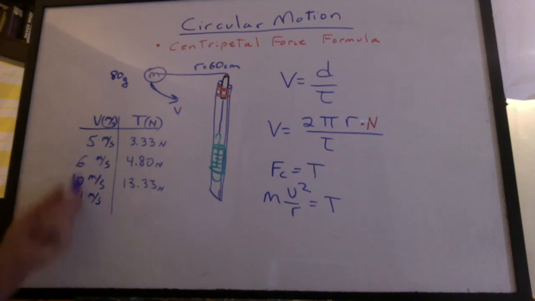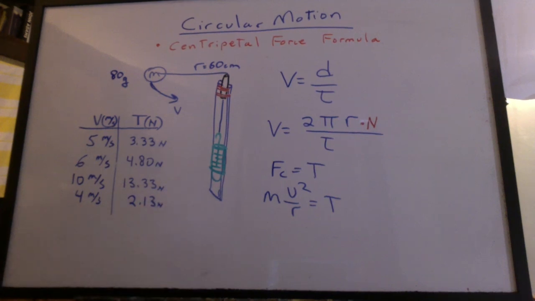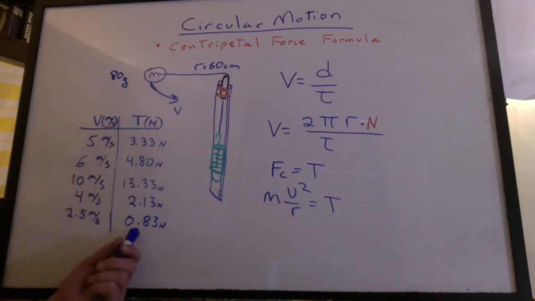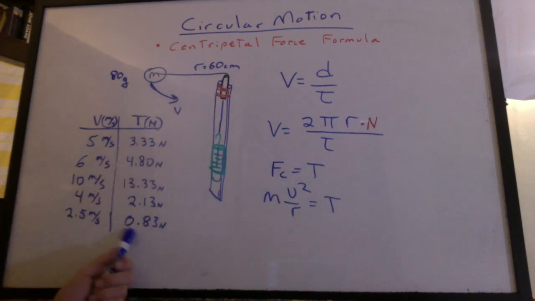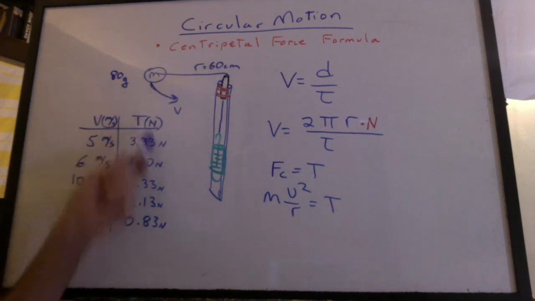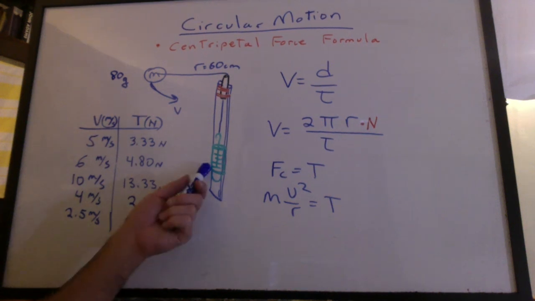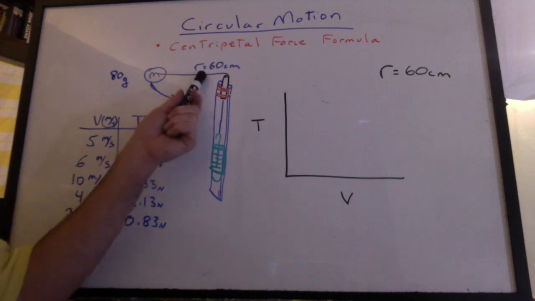Well, what if we went a little slower? We get 2.13 newtons, and that can easily be read on the spring scale. But if you cut the velocity in half, the tension should drop to 0.83 newtons. And now we're not going to be going in a circle where the string is horizontal anymore. That's so slow, this thing's going to sag a lot, and the experiment won't be valid. Besides, that's not a lot of force to read on this spring scale. So throughout all of these changes in velocity, the radius stayed constant.